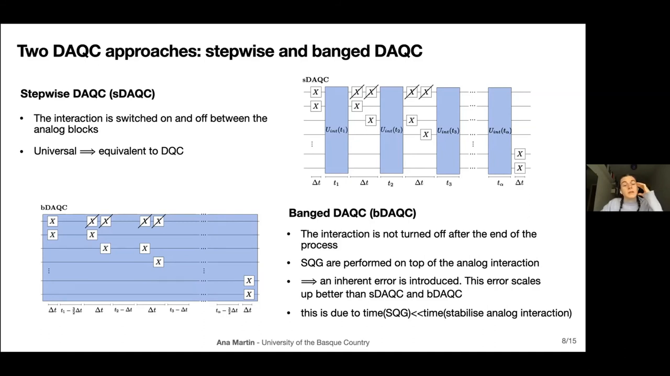And this is because the time it takes to apply the single qubit gate is significantly smaller than the time that we need to stabilize the analog interaction. So since we only have to turn the interaction on once along the whole process, we only face the stabilizing problem once, instead of having to take that into account every time that we turn it on and off, as would be the case of the stepwise version.